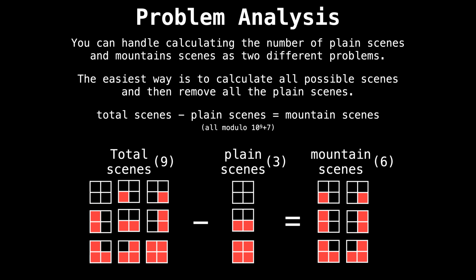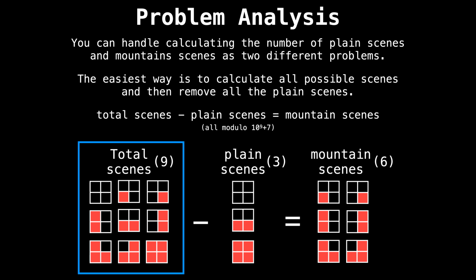Alright, I hope you have given the problem a try. Now let's look at the solution. The first thing to notice is that you can handle calculating the number of plane scenes and the total number of scenes as 2 different problems. First, I would count all possible paintings, and then I would remove the plane scenes to find the number of mountain scenes. In the example below, we see that there are a total of 9 scenes, but after you remove the flat plane scenes, you are only left with the mountain scenes. Let's begin on the left side of the equation, which requires counting the total number of scenes.